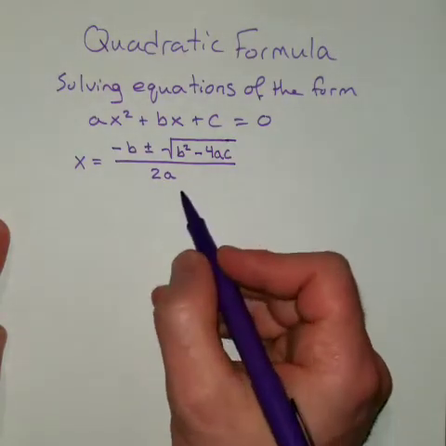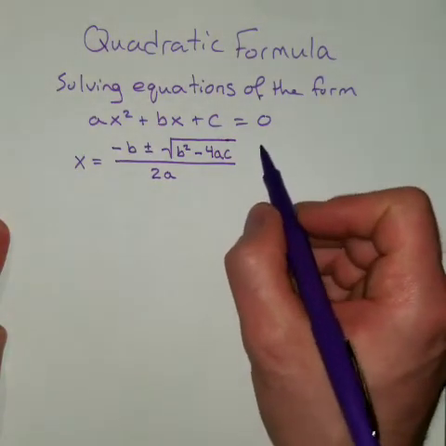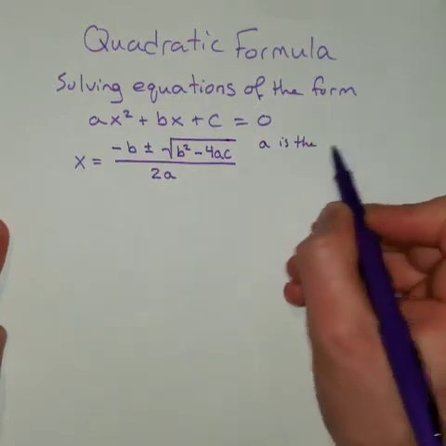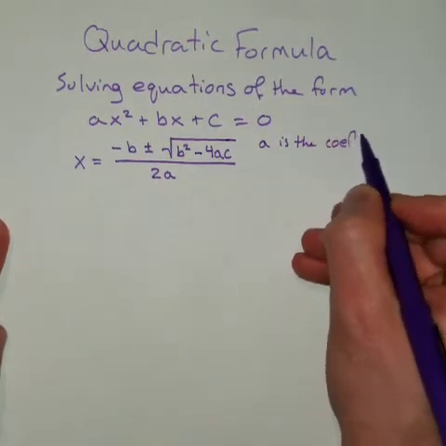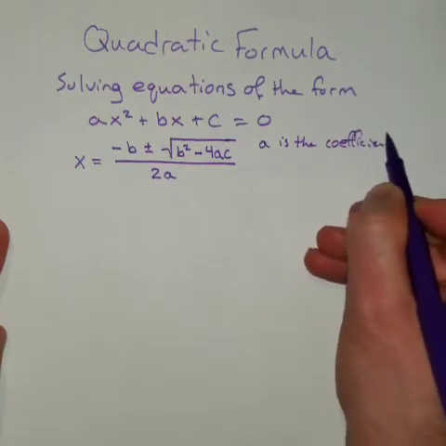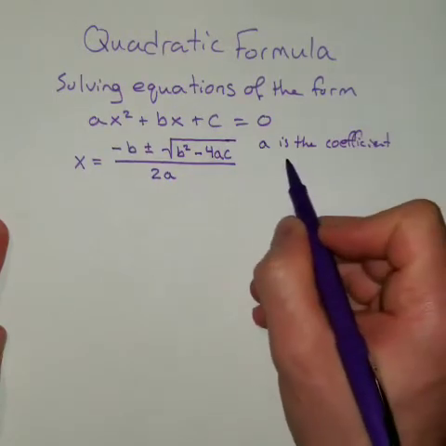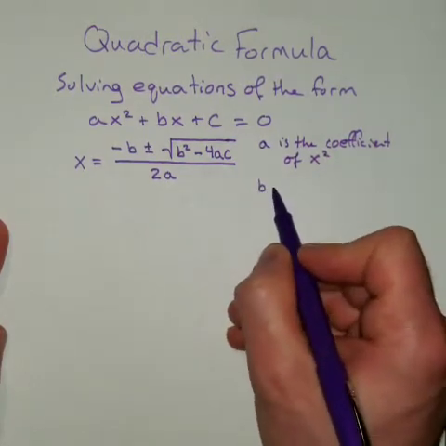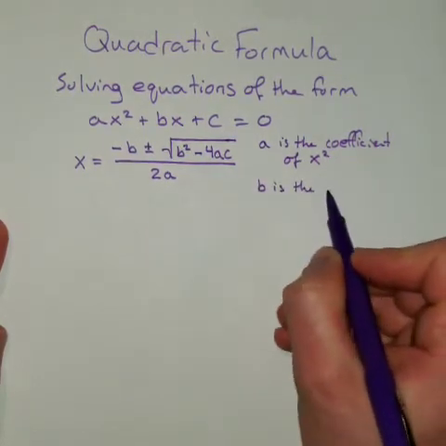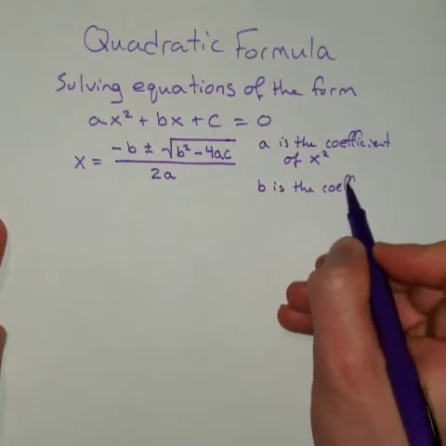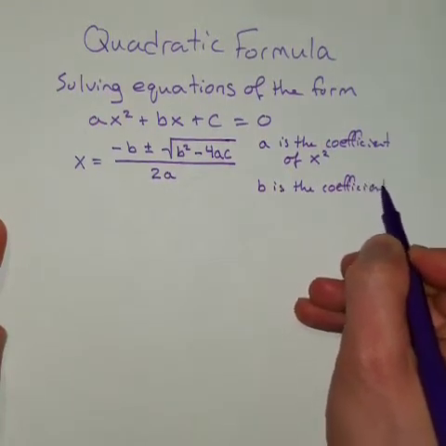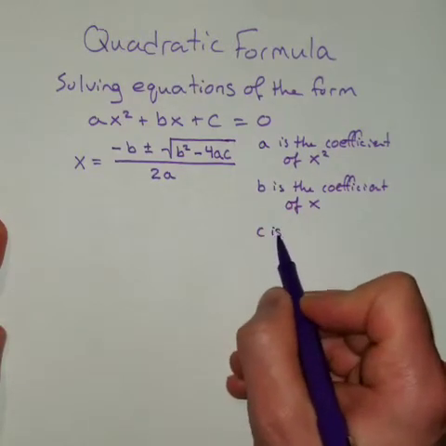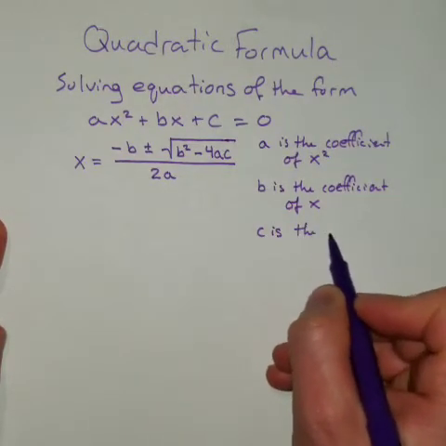So a is the coefficient of x squared. b is the coefficient of x, and c is the constant.